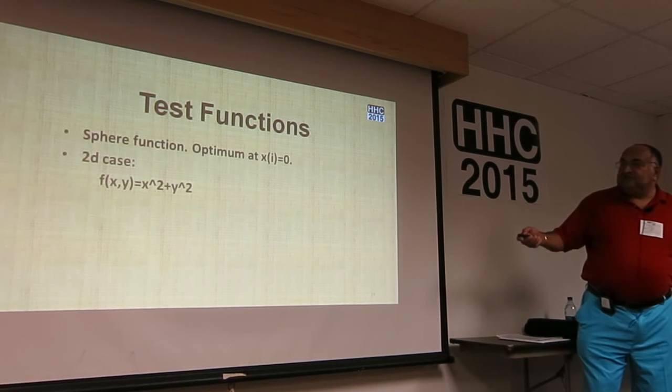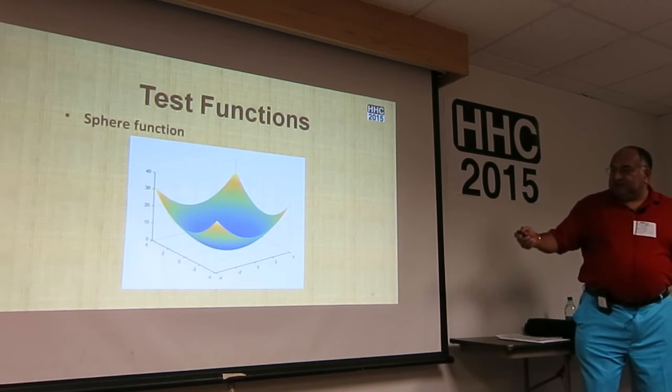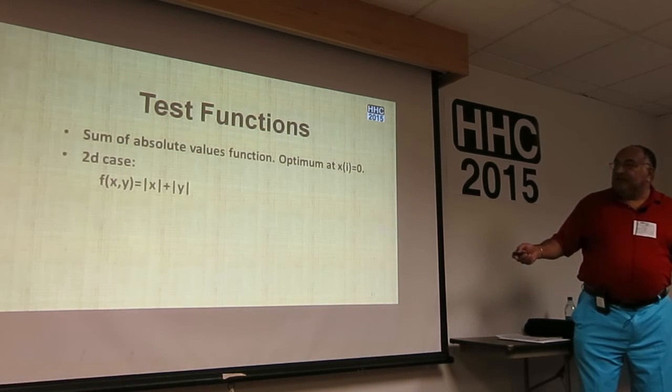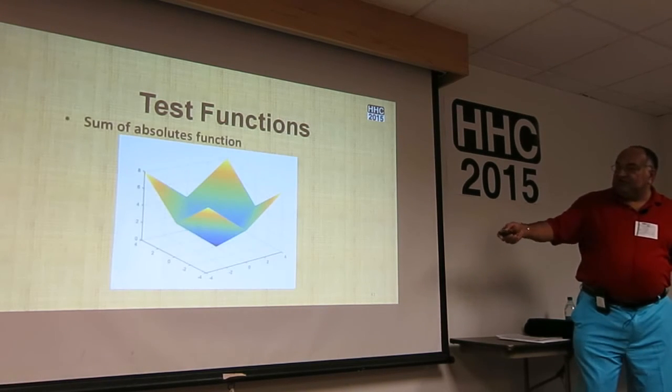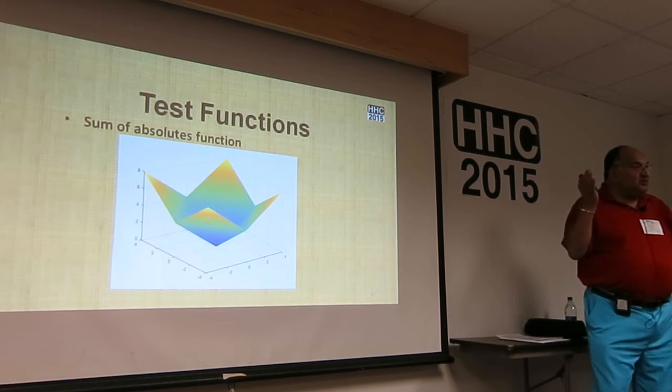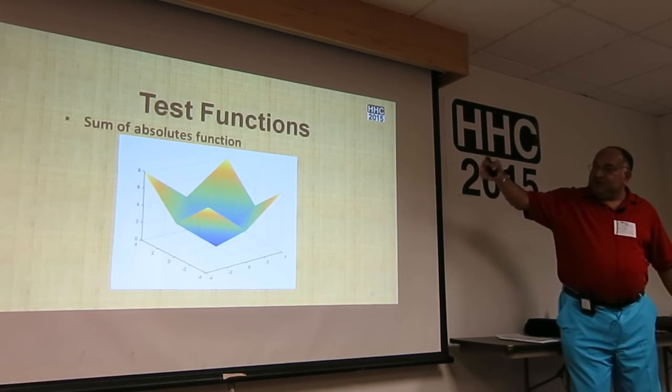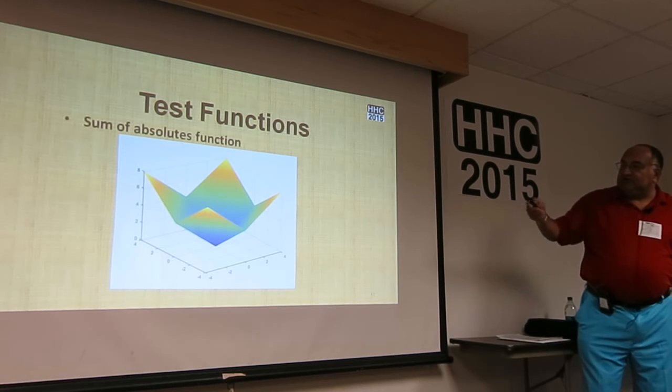And this is the sphere function in 3D as it looks, and the optimum is at 0, 0. And this is the sum of absolute values. As you can see, because it's just absolute values, there's no curvature, it's just a shape with straight surfaces.